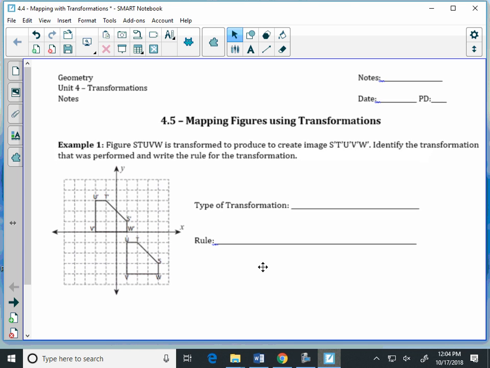Essentially what we're trying to do today is take one figure and see what transformations were done to get it mapped onto another figure. Okay? So you're kind of going backwards.